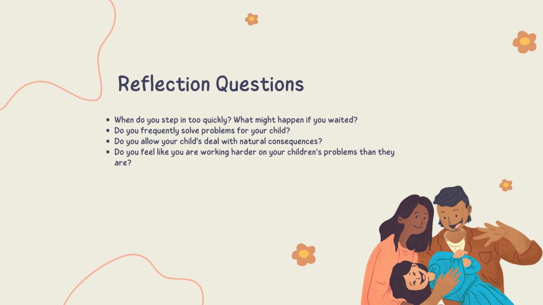So that concludes our 7 essential skills from Madeline Levine. And I do want to leave you with some reflection questions to contemplate where you are in some of these areas. So asking yourself, are there times where I step in too quickly? Are there some areas where I can give my child more independence to help build that self-efficacy and self-esteem?